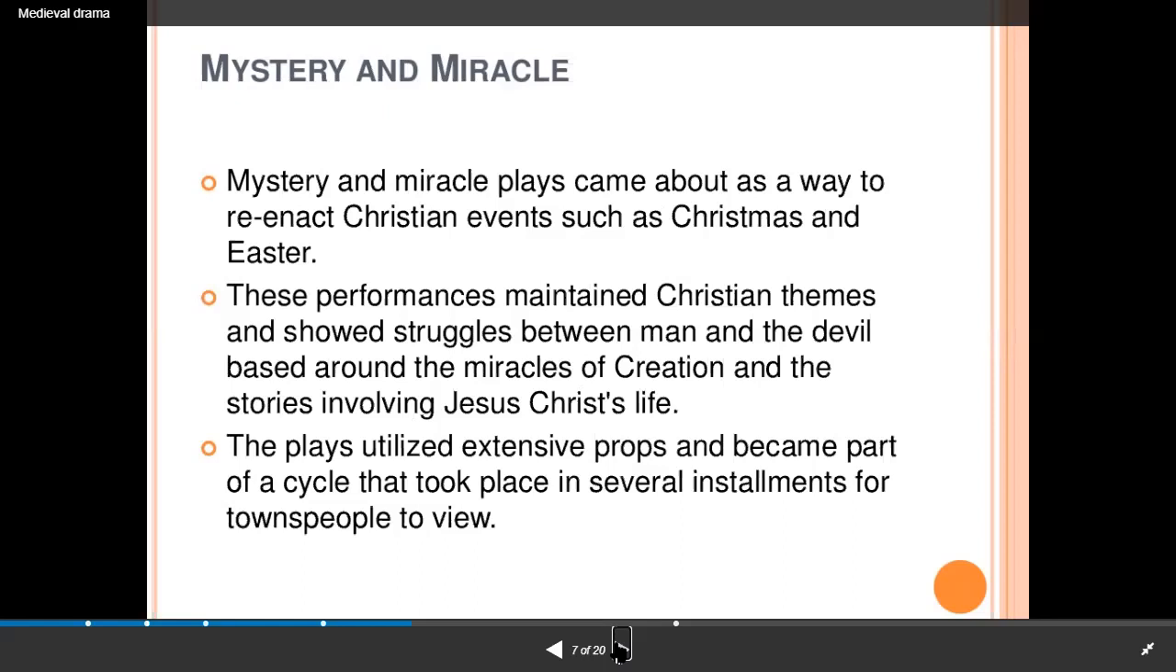So what is the difference between morality plays and mystery and miracle plays? In mystery and miracle plays, the central figure is Jesus Christ, Christianity, the sacrifice. On the other hand, in morality plays, people are being talked about. I would like you to keep reading it with me so that I would be in a position to explain.